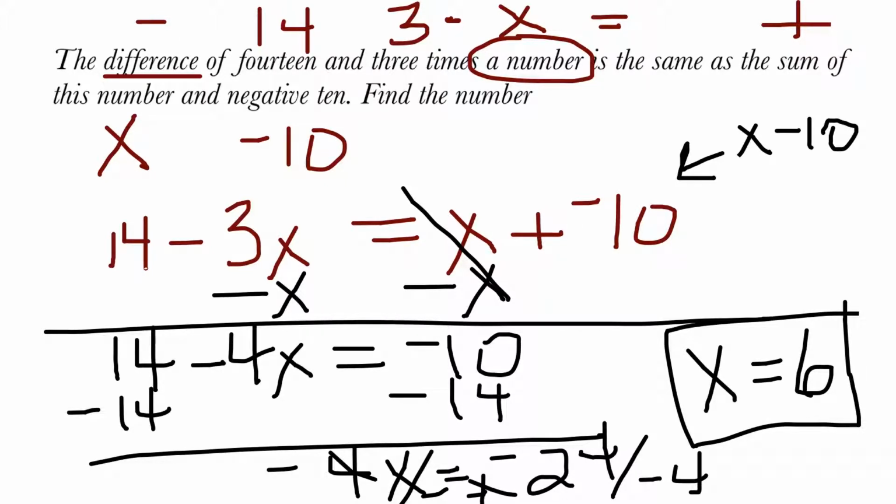And that's going to be my answer. So I know 14 minus 3 times 6 is the same as 6 plus a negative 10. And if you plugged it back in, you would see that this left side would be negative 4, equals the right side, which would also give you a negative 4. Okay, moving on.